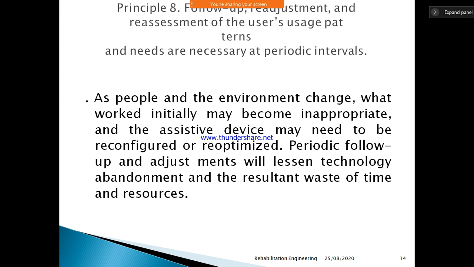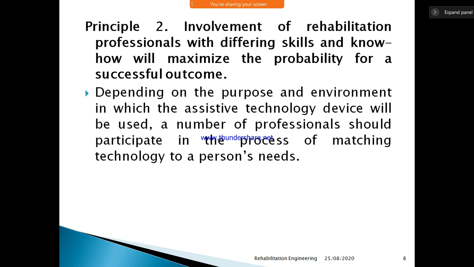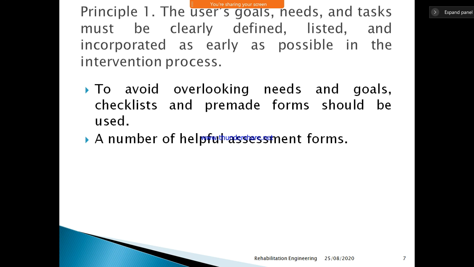So before using that assistive technology, we primarily need to fit it to this location and to the primary use. That's the principle. And the seventh principle is: not only must the user be trained to use the assistive device, but also the attendants or family members must be made aware of the device's intended purpose, benefits, and limitations. This is also another important thing. This is principle number 7.